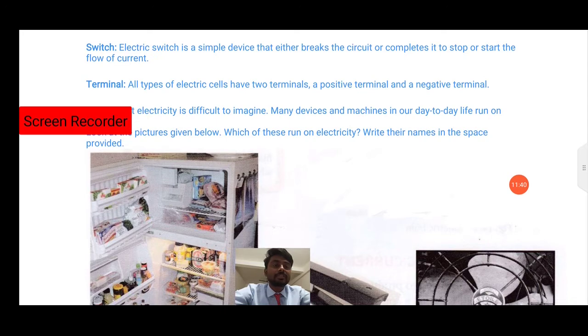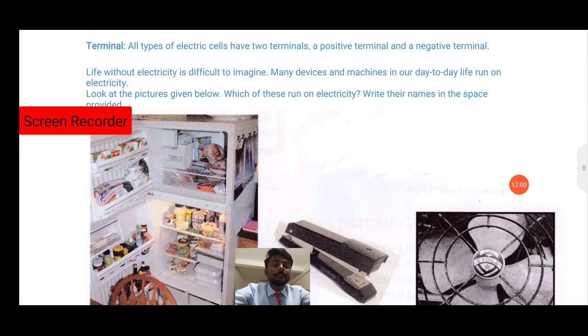Next one, switch. The electric switch is a simple device that either breaks the circuit or completes it, to stop or start the flow of current. So this is an electric switch. Yes or no? Okay. Now next one, terminals. All types of electric cells have two terminals: one is the positive terminal and the second one is the negative terminal.